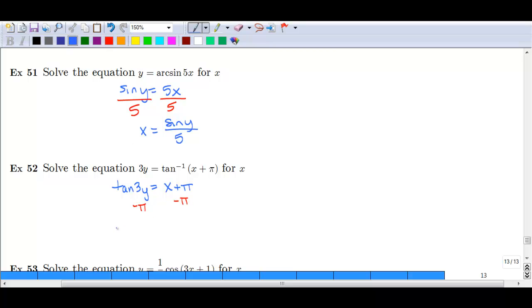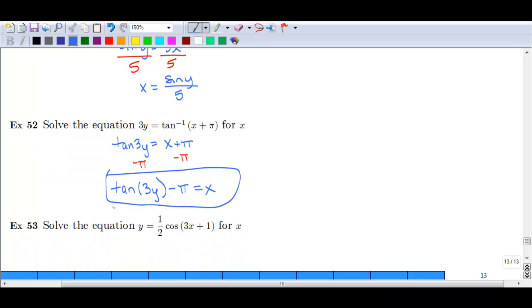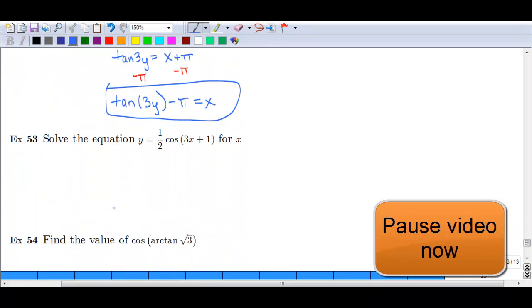And this is where we need to be very careful. Tangent, I'm going to put parentheses of 3y so that we know that that minus pi is not included in the function. So this is our answer. Again, we're not going to get a numerical result out of this. It's just a rearranged formula. Again, I want you to pause the video here and try the next example.